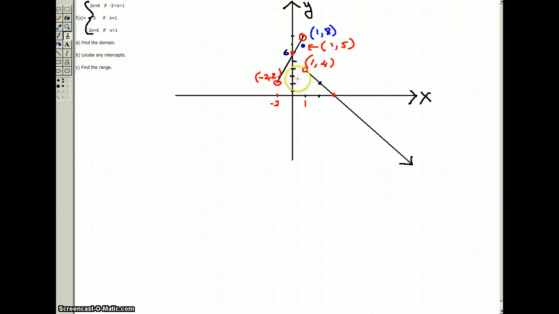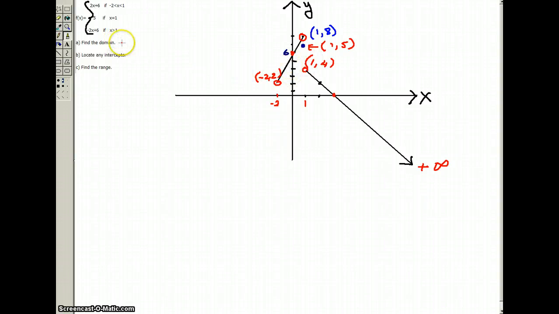And then I took another point, let's say x equals 2. At x equals 2, -4 plus 6 is 2. And I have another point here. And now I can join the line. This line will go all the way to plus infinity because x is greater than 1.